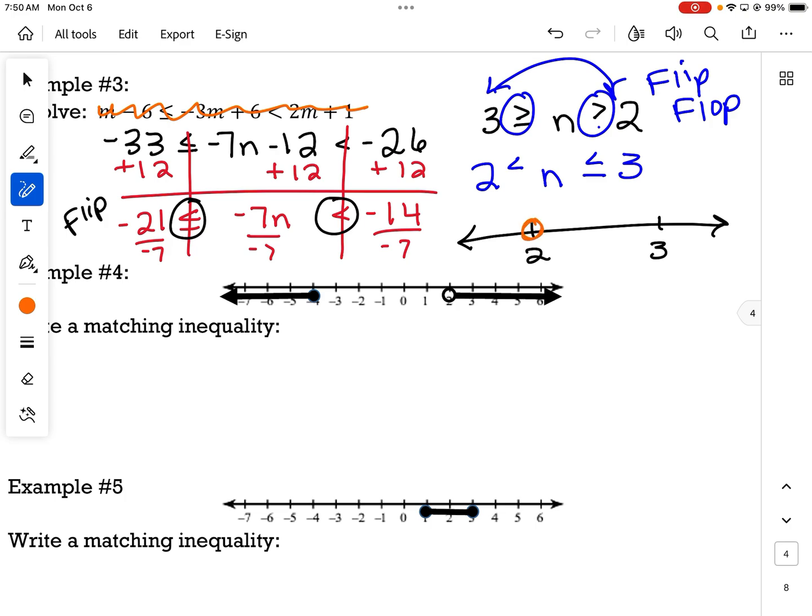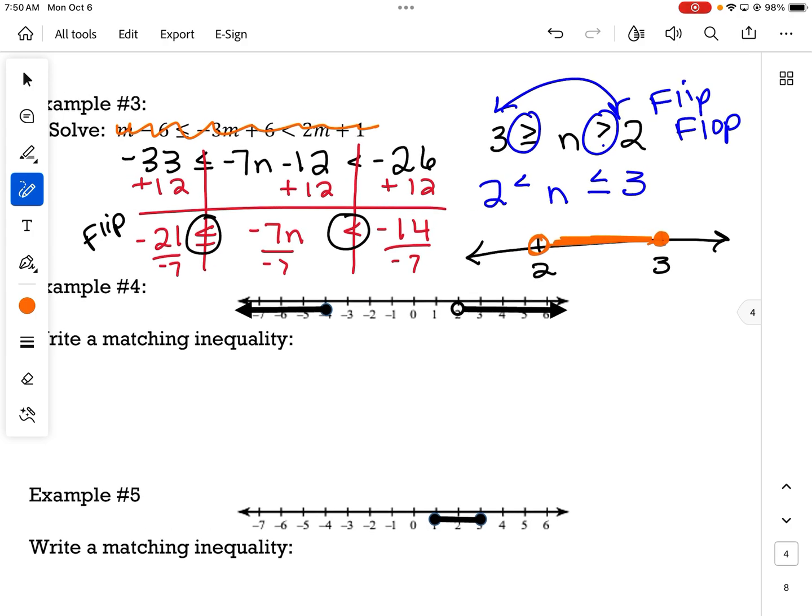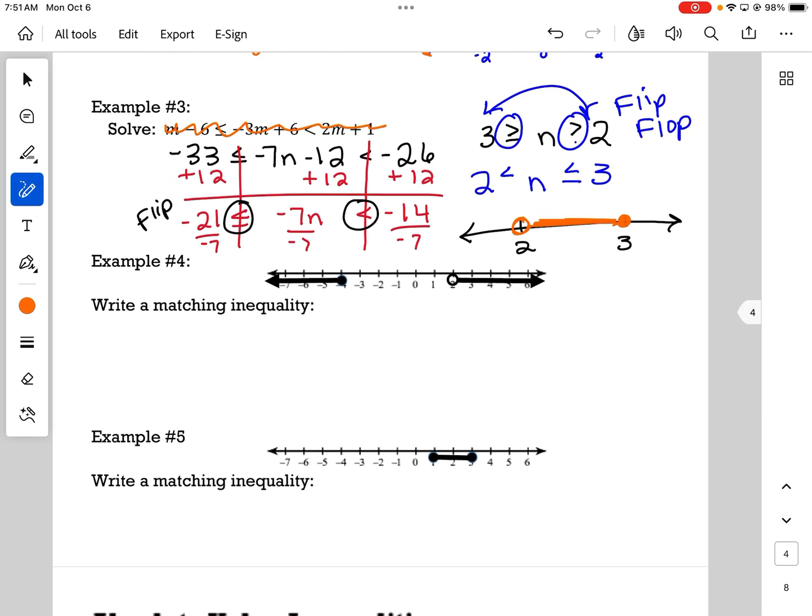So this would be an open circle. And this would be a closed circle. And you shade between them. We could have left it like this: 3 is greater than or equal to n is greater than 2. And still graphed it that way. It would be fine.